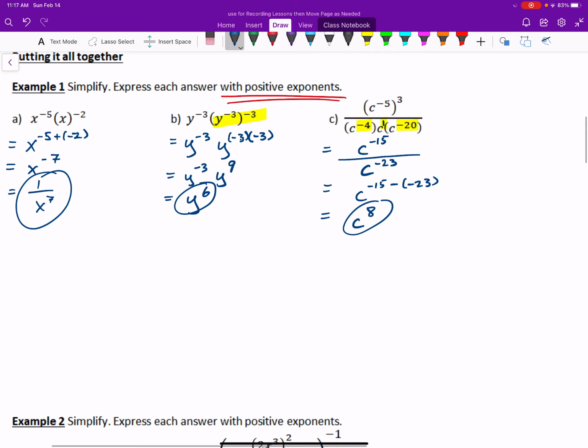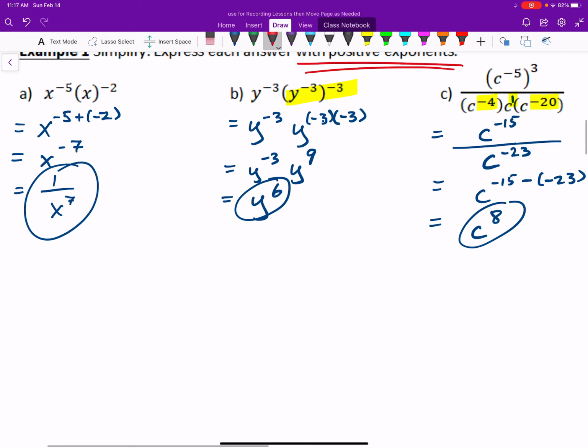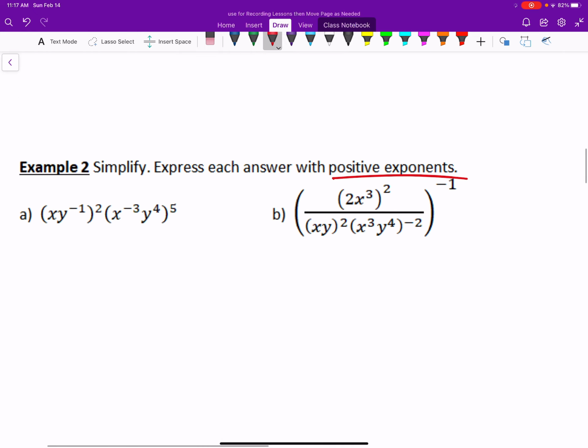Simplify each expression, and again, leave the answers with positive exponents. So they're getting a bit more complicated in this example because we're having different types of bases. In this last example, my bases were all the same. In the A part, they were all x, B part y, C part c. But in example 2, I've got x's and y's combined together. So we're going to have to be a bit more careful.